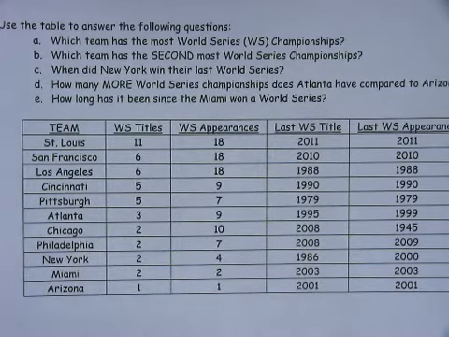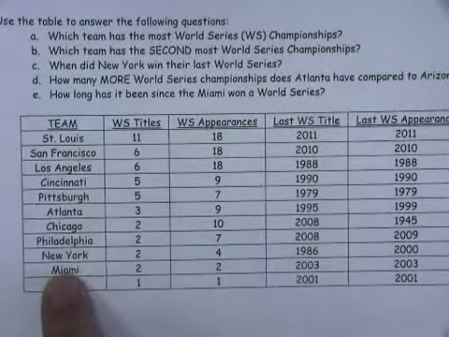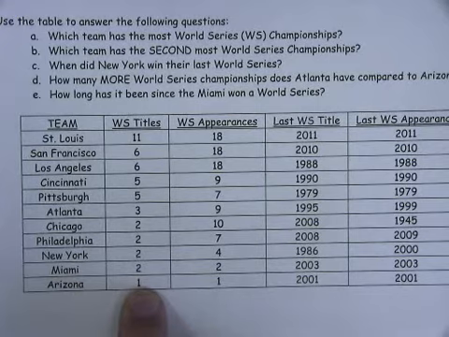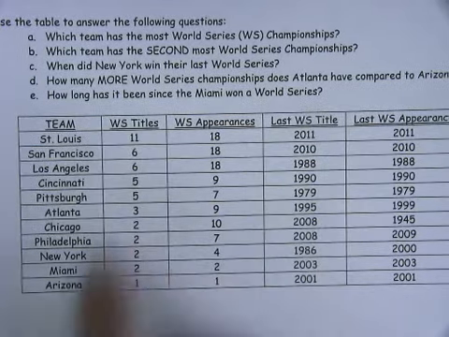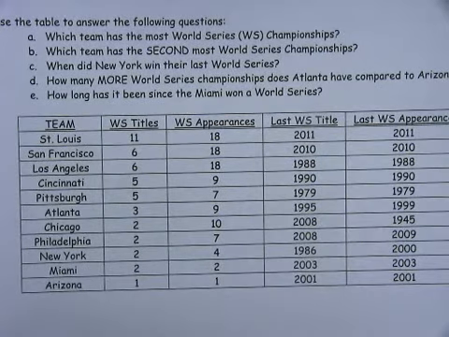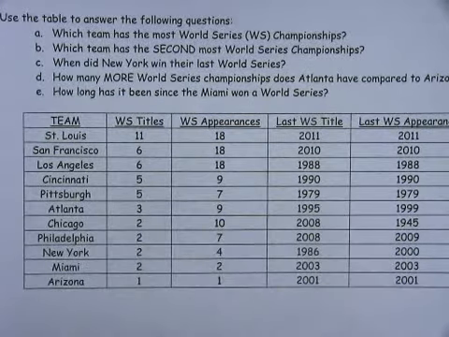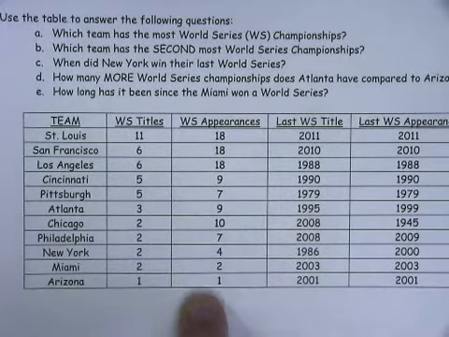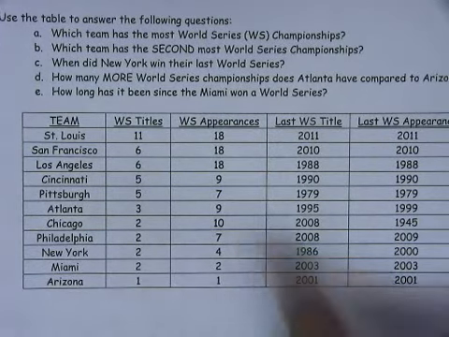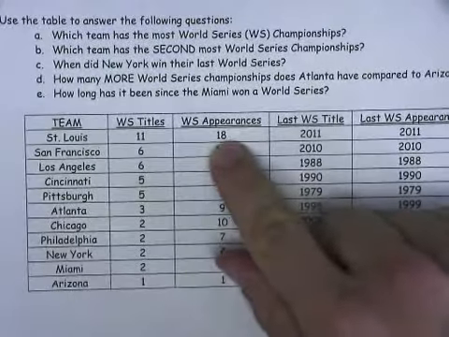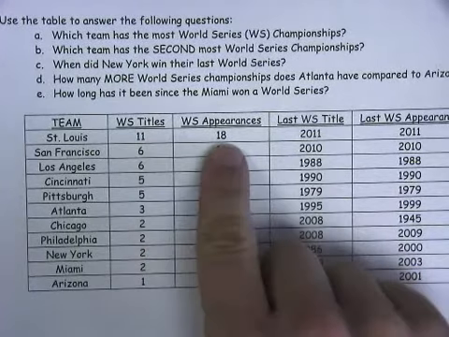You'll notice that we've got the teams on the left-hand side. We've got how many titles they've won. Look who's on top, number 11. And those are the other teams. San Francisco's won 6 and LA's won 6 as well. World Series appearances is how many times they've appeared, not necessarily how many times they've won. So St. Louis has appeared 18 times. Well, if they've won 11 of them, that means they've lost 7.